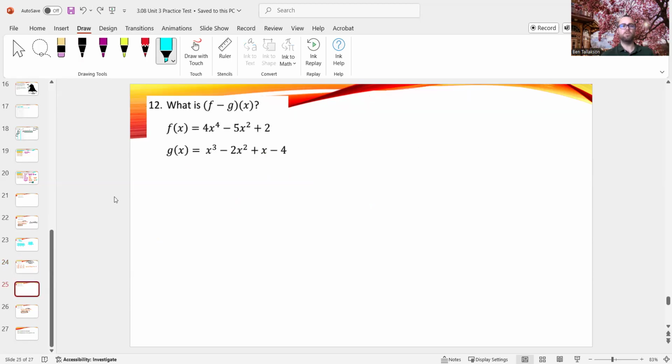Finally, number 12, very similar to number 10. Subtract these functions, please. Parentheses are more important than ever on this one. And here's why.